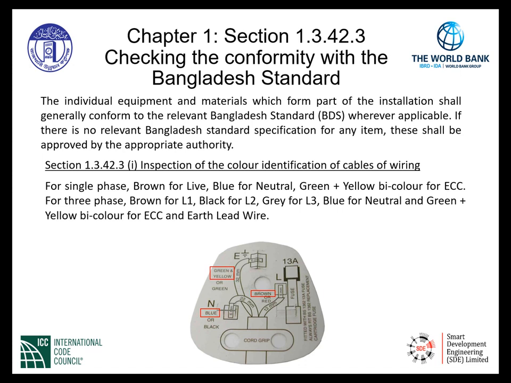Below we see an example again of our socket. Single phase socket. We have the blue neutral wire connected to the N terminal of the socket. The green and yellow wire for our ECC is connected to the earthing outlet terminal. And our brown wire is our live wire connected to the L terminal within the socket for proper wiring. This is a color coding, so everybody can identify with the IEC standard now for new wiring.